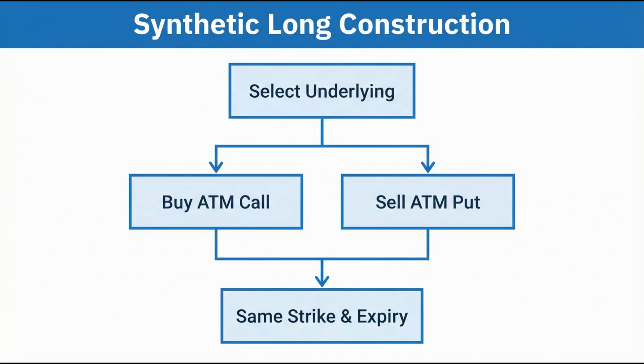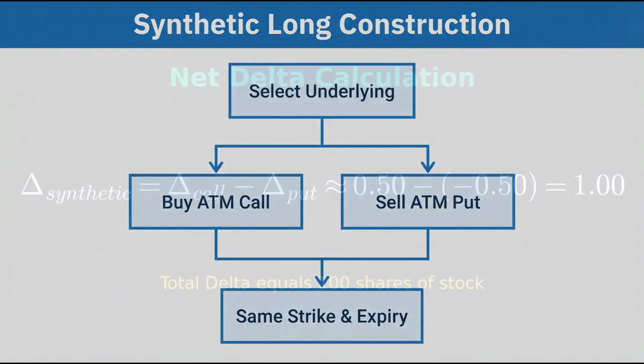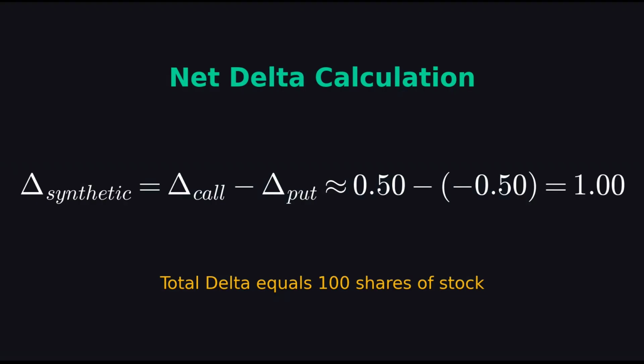To construct this, you buy an at-the-money call and simultaneously sell an at-the-money put at the same strike price and expiration. This combination relies on the principle of put-call parity, effectively creating a position that moves dollar for dollar with the underlying stock. Let's reference the Greeks we covered in Phase 3.